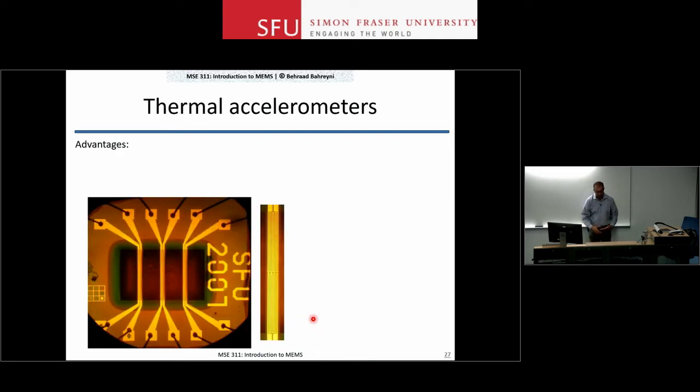How does it look on chip? This is really it. What you have is a heater, which is just a line of metal that goes back and forth, maybe two of them in here.